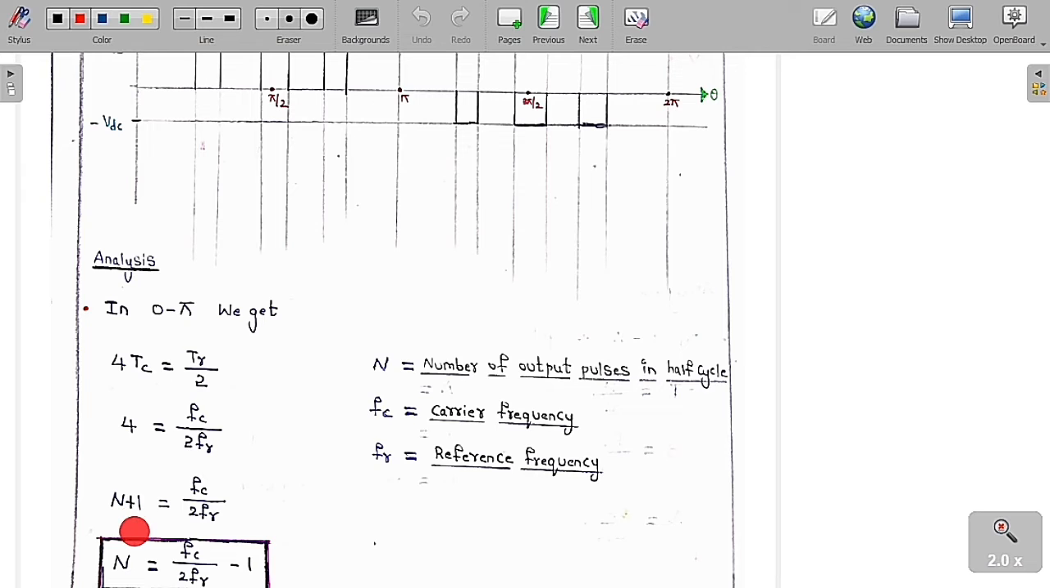So in the first case, the initial value of the reference signal is 0, whereas the initial value of the carrier signal is the peak value. Whereas here, in the second case, the initial values of the reference signal and the carrier signal are both 0. This is the thing that we need to be careful about. Therefore, n is called the number of pulses in the output voltage in a given half cycle, Fc is called the carrier frequency, and Fr is called the reference frequency. This is a very important thing that you need to always remember. Fc is always greater than Fr, then only we can generate the pulses in the output. And the peak value of the reference signal is always lesser than the peak value of the carrier signal, then only we are going to get the pulses.